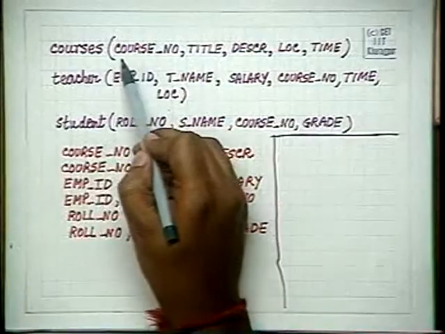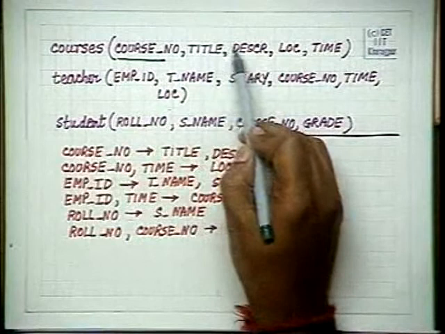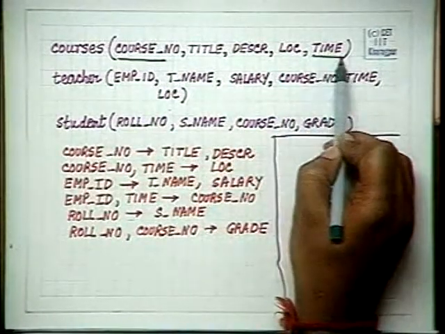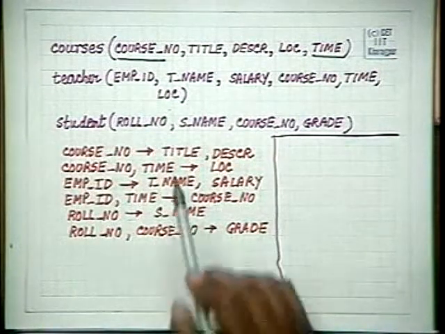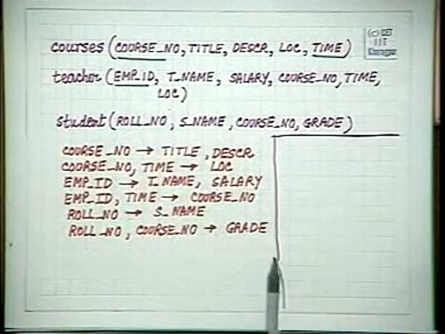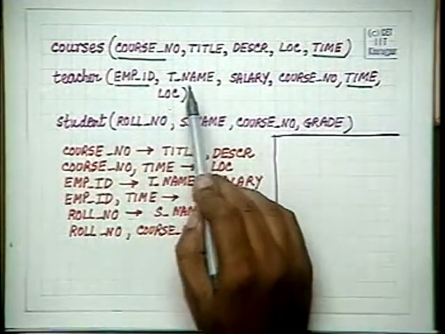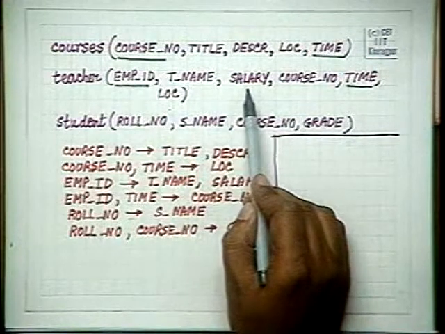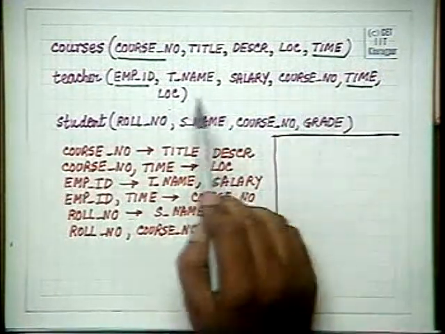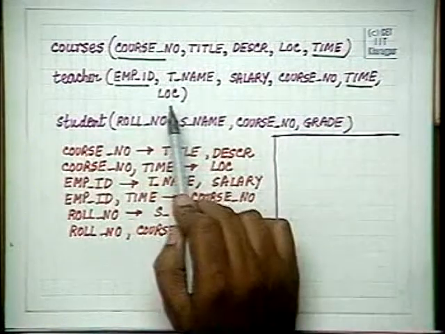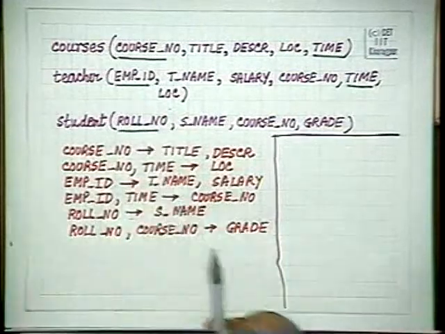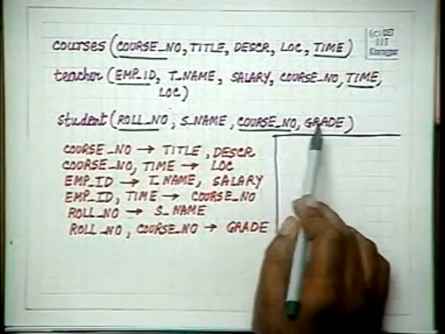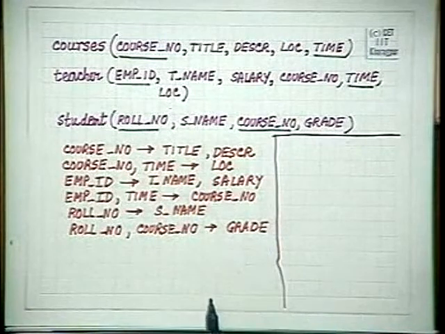What are the primary keys? Course number gives title and description, and course number and time gives the location. So, course number and time is a primary key. Similarly, here employee ID and time will give me this, will give me course number, and since course number and time gives me location, therefore employee ID and time will also give me location. Here roll number and course number will give me grade, and roll number alone will give me student's name.